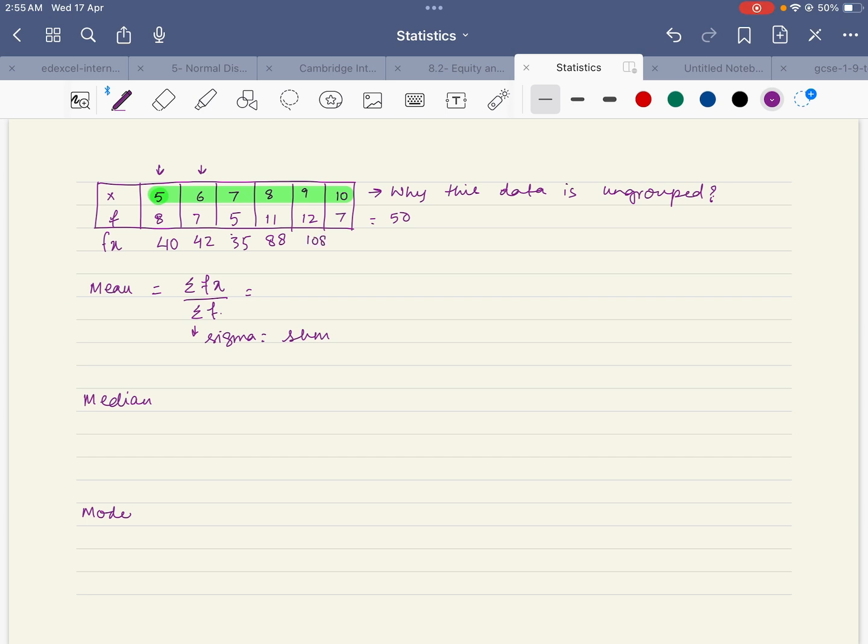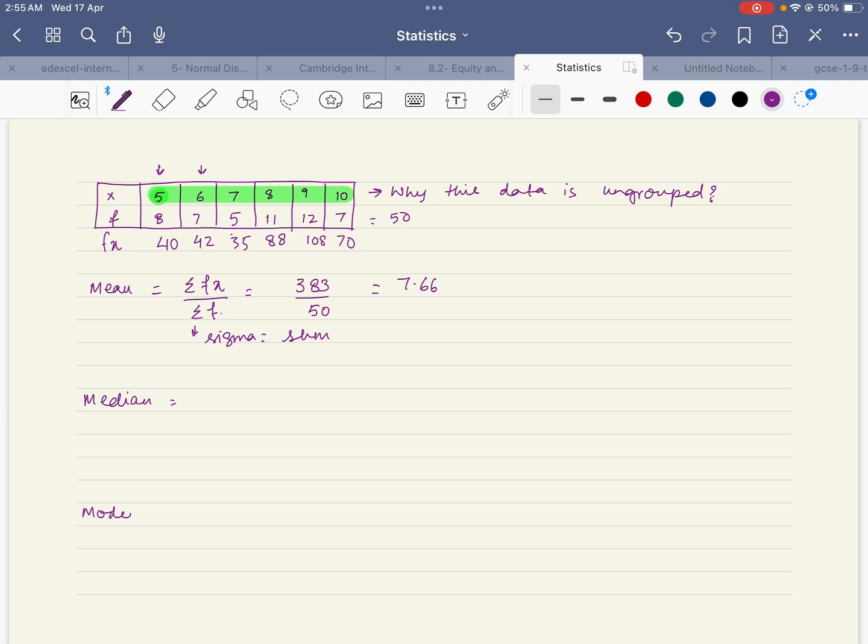We calculate all the fx and then we add them. 40 plus 42 is 82. 82 plus 35 is 117. 117 plus 88 is 205. 205 plus 108 is equal to 313, plus 70 is equal to 383. This is 383 upon sigma f, we have already calculated is 50. We divide them. The answer is 7.66.